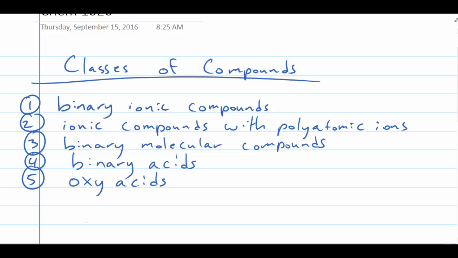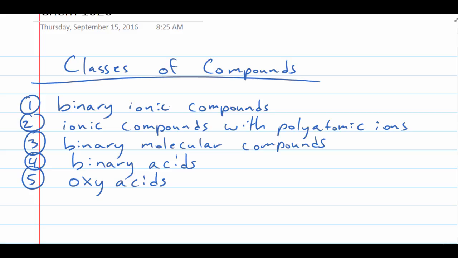So these are going to be the 5 classes of compounds that we'll name, and each class has its own set of nomenclature. So the way we name oxyacids is different than the way we name binary acids. The way we name binary acids is different than the way we name binary molecular compounds, and so forth. So again, each class here has its own set of rules for nomenclature. Many of them are related, but they're different.